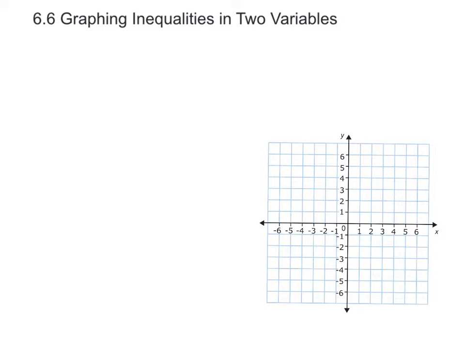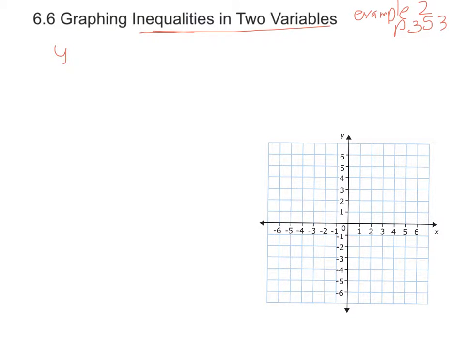Okay, section 6.6, we are graphing inequalities in two variables. So that means we're going to have both an x and a y in some of our equations. So it's going to look something like this. I'm going to start by doing example 2 on page 353.